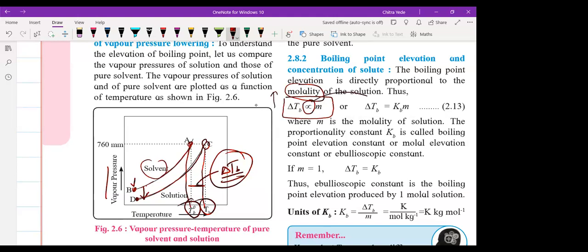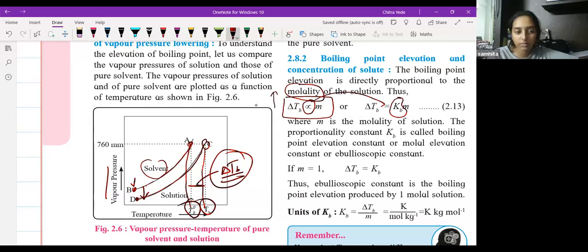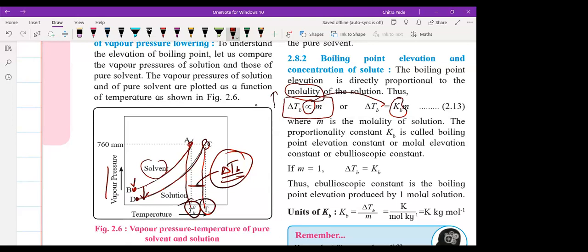So whenever we are converting that into equal sign, we have to multiply it by a constant, right? Right, everyone? Yes, sir. So whenever we convert proportional sign into equal, we have to multiply by a constant. Here that constant is called the ebullioscopic constant. Just remember the name for that constant. Or it is called molar elevation constant or ebullioscopic constant.